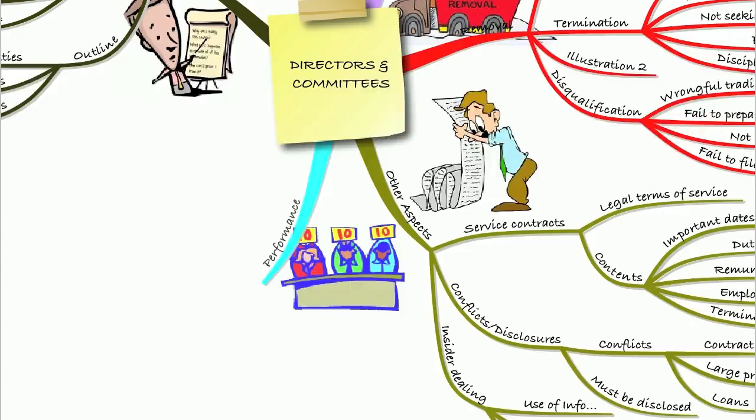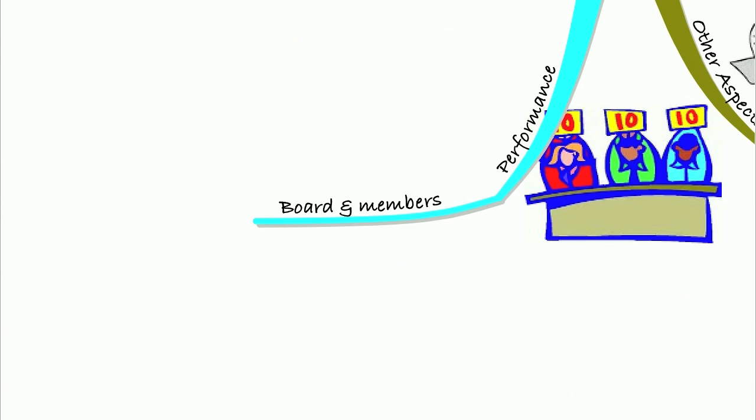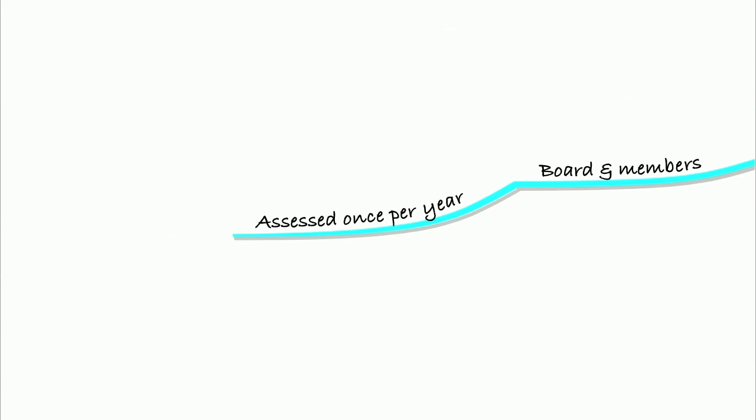When it comes to performance of the directors, this is of crucial importance because remember, directors' remuneration must be set on a basis that involves a performance measure. So the director's remuneration that they get will be based on their performance. So in order to do that, we need to assess their performance. So the board and the members of the board will be assessed on their performance once a year.